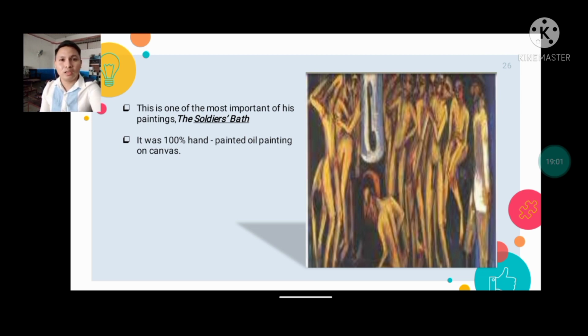During that particular war. It was a 100% hand-painted oil painting on canvas. So, napakahirap.